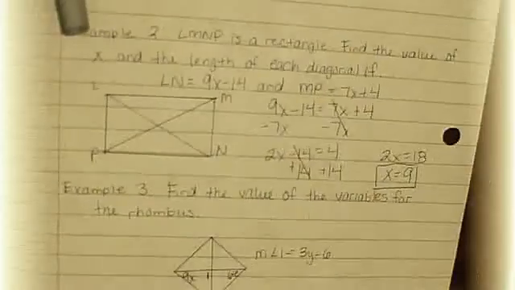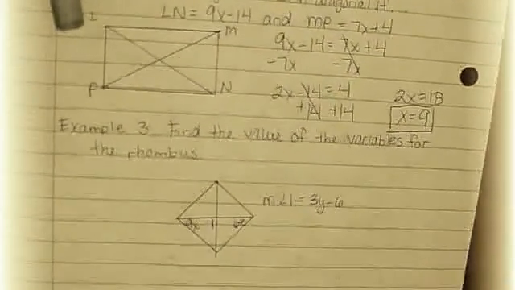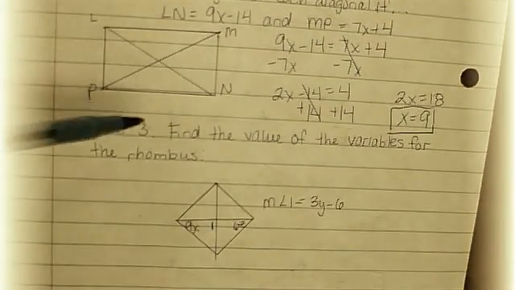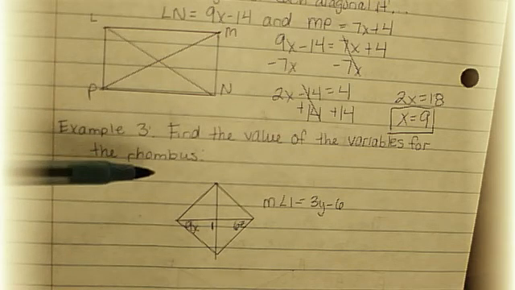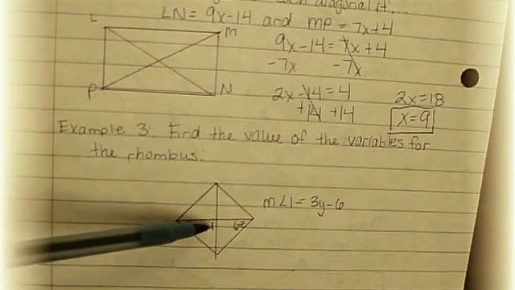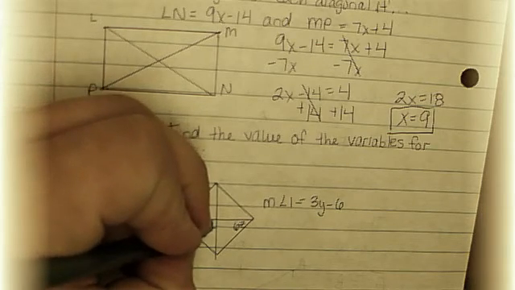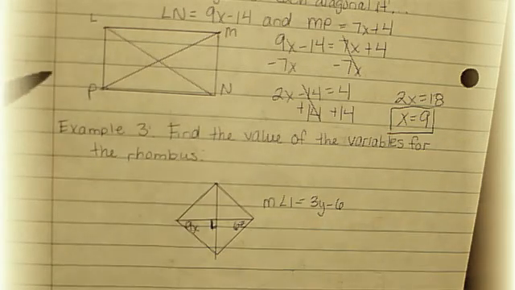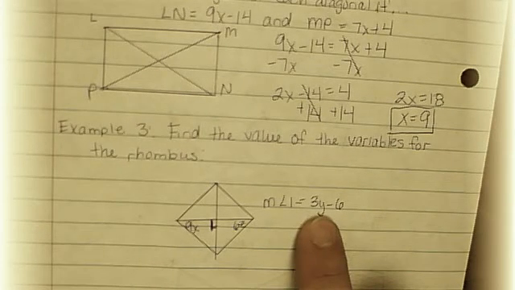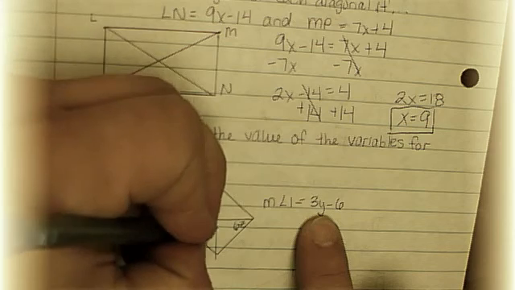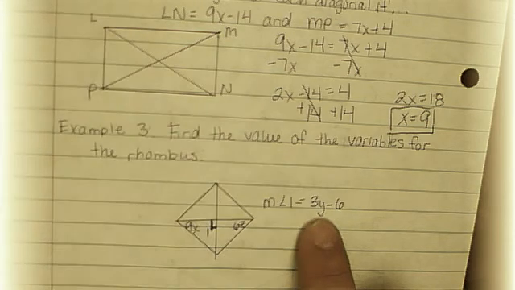The one example I want you to do tonight to bring to class is to find the value of the variables in the rhombus here. So we have this angle here is a 90-degree angle. So I want you to figure out what x and z would be if angle 1, the measure of angle 1, is 3y minus 6. So this is a 90-degree angle, and that's your angle 1.